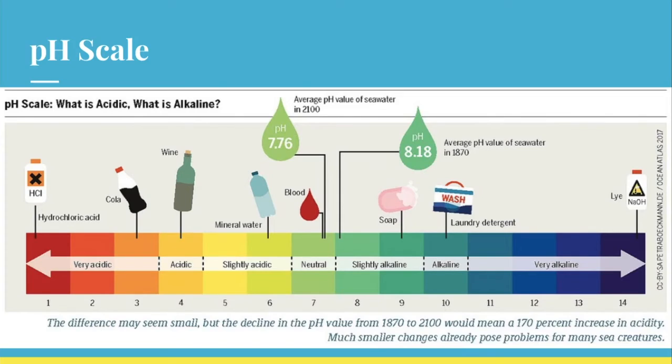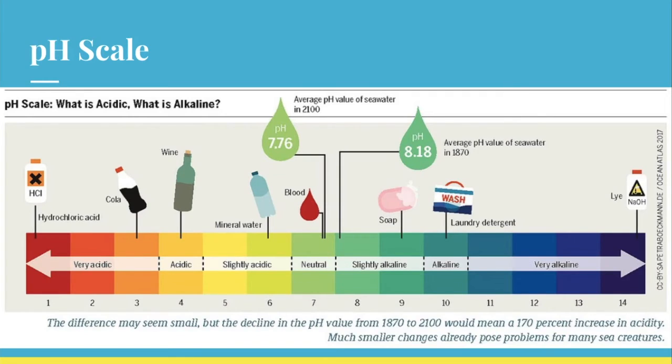So on this scale, you can see it is split up into very acidic, acidic, slightly acidic, neutral, slightly alkaline, alkaline, and very alkaline. Hydrochloric acid is very, very acidic. As I said, that's what's in our stomach, hydrochloric acid, so it's a pH of 1. Coca-Cola is actually a pH of 3, and it can take rust off of nails.